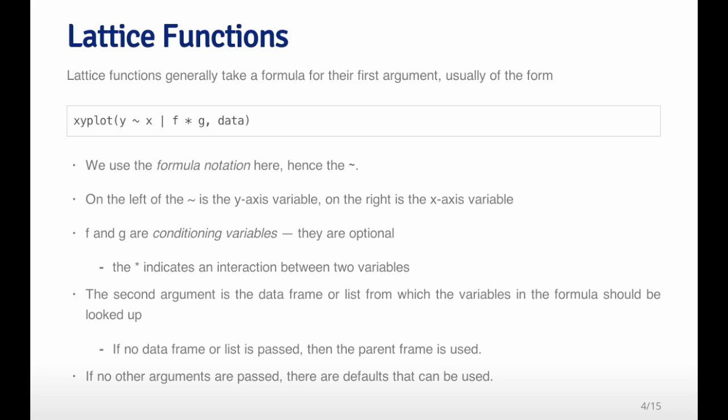And then the second argument is the data argument, and this is the data frame where the variables x, y, f, and g can be found. If there's no data frame there, then it will look in your workspace for the variables to plot.